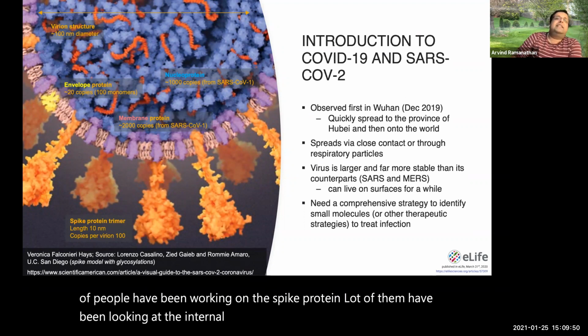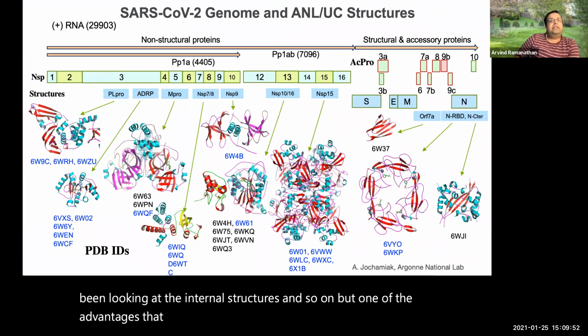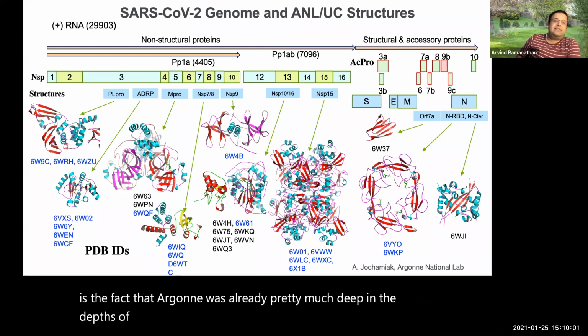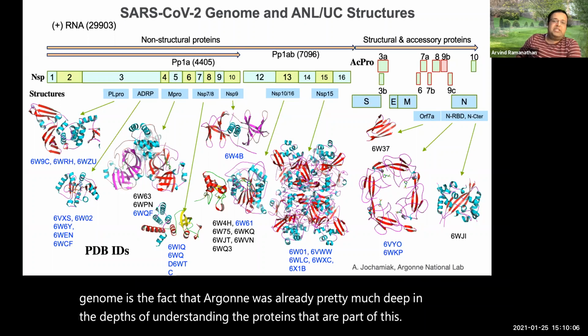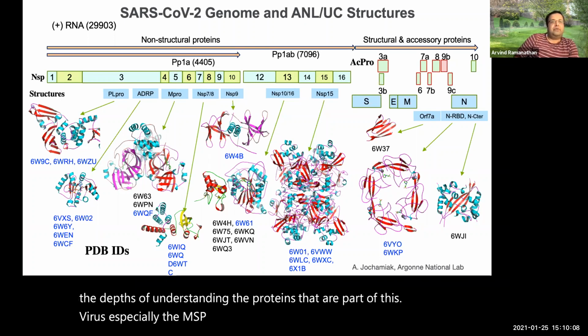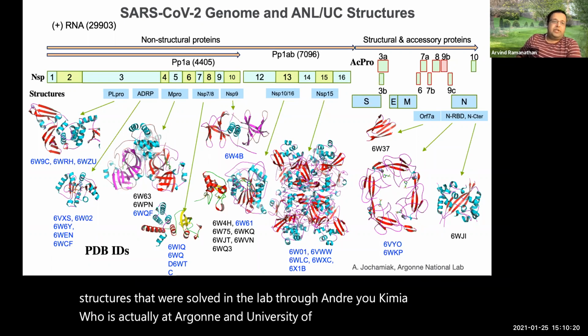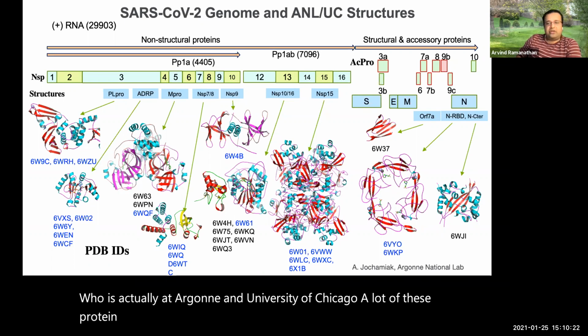But one of the advantages that we had with respect to the SARS-CoV-2 genome is the fact that Argonne was already pretty much deep in understanding the proteins that are part of this virus. Especially the NSP structures, the non-structural protein structures that were solved in the lab through Andrei Joachimiak, who is at Argonne and University of Chicago. A lot of these protein structures actually came from Argonne.